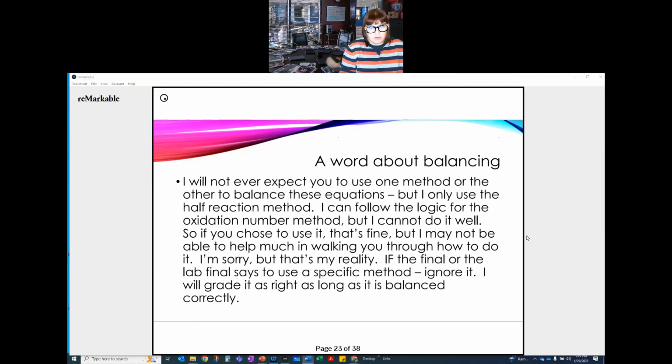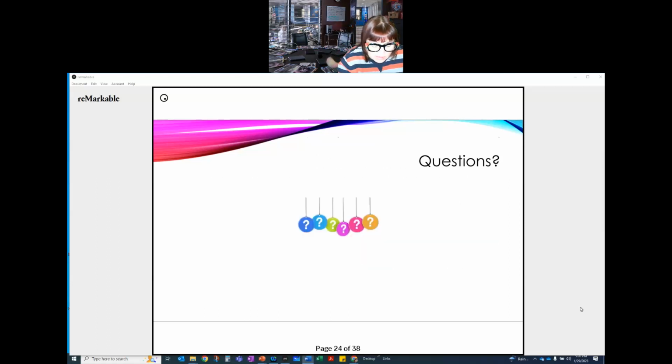I will not expect you to use one method or the other when you do this. You can use either, but I'm only going to use the half reaction method. It's the only one that works for me. But like I said, I can follow the other one if I need to. If you do it on a test, I can grade it. It's just not easy for me, so I may not be able to help much in walking you through how to do it. If you've made a mistake partway through, it may be very difficult for me to identify where that mistake was made, and so my feedback on it would be limited. If the file or the lab says use a specific method, you can ignore it. I will grade it as right as long as it's correct. So there's one caveat, and I think I already said that.